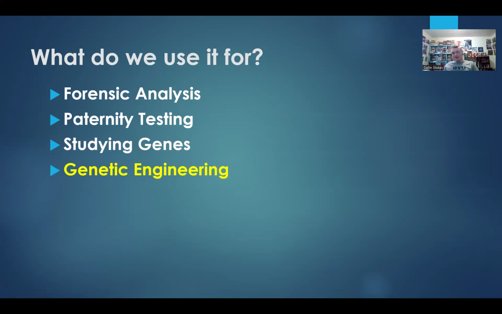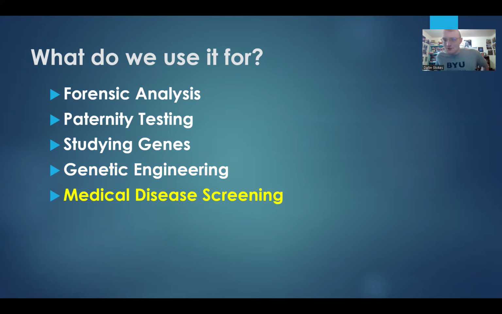For the same reason, we can use it in genetic engineering, which we'll talk about in week 10 and week 12, where we can make copies of a gene and then move it into another organism to give them a trait that they didn't have before, which is really exciting. And so PCR can be super helpful there because you can make lots of copies of the DNA to help put them into another organism. We'll learn in week 9 how you can use PCR to do medical disease screening.